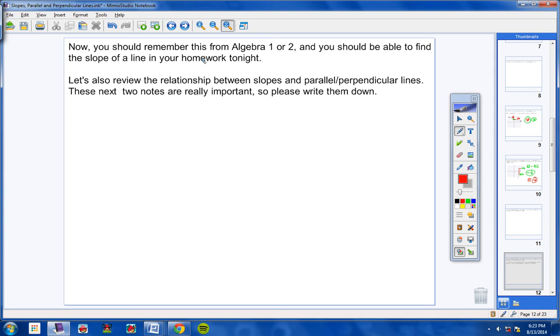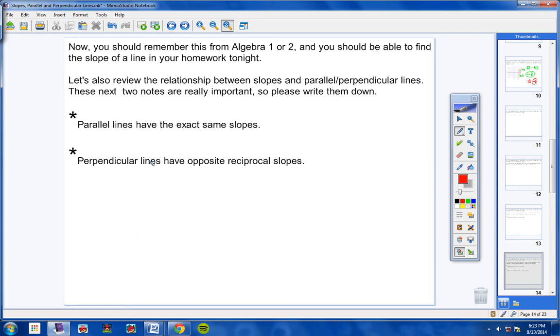These next two notes are amazingly important, so please write them down. Here we go. Write this down. Parallel lines will always have the exact same slope. Please write that down. Perpendicular lines will have opposite reciprocal slopes. Please write that down. Let me show you what I mean.